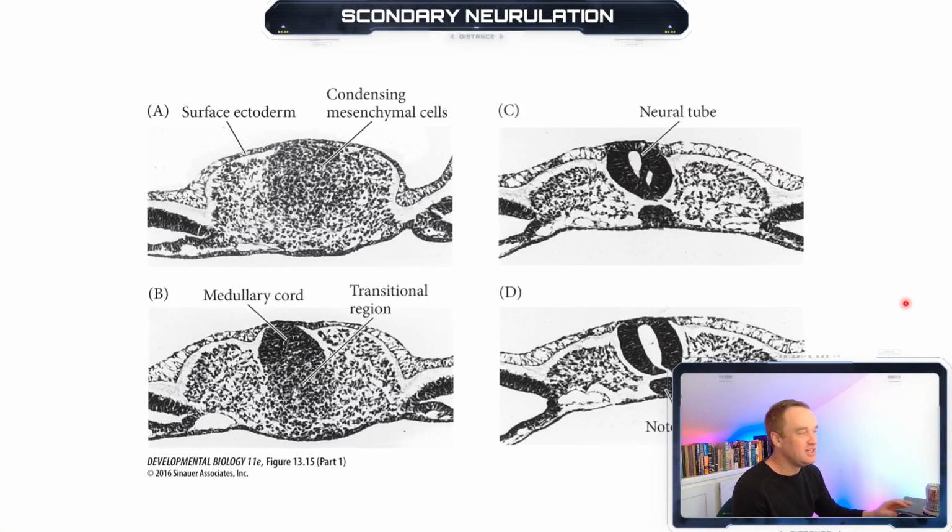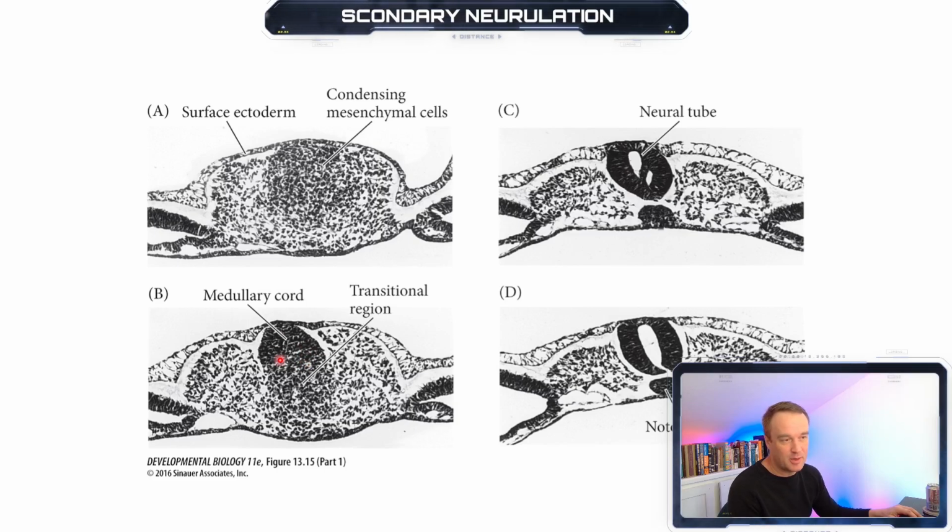So, secondary neurulation is in the caudal region, and this is in a chick embryo. Remember, caudal is toward the back. In this case, we're in a 25 somite chick embryo. Again, this might not mean much to you right now. We'll talk about somites going forward. The mesenchymal cells condense to form a medullary cord at the most caudal end of the chick tailbud, so towards the very end. You can see here that it's starting to form.